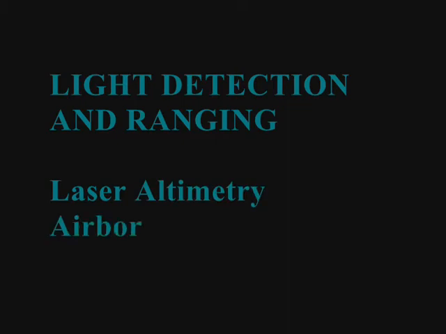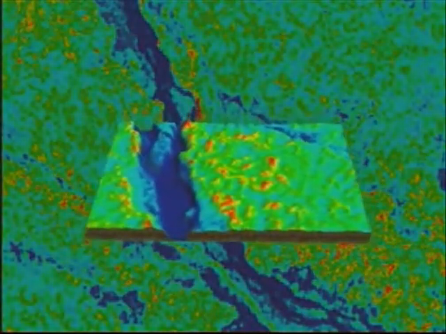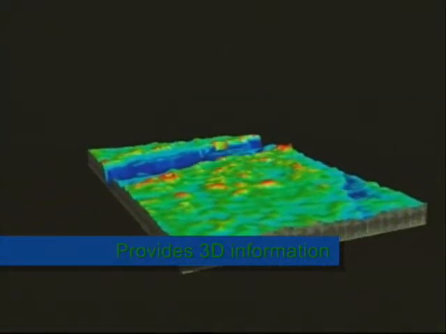LIDAR is an acronym standing for Light Detection and Ranging. Depending on the application and region, it may also be called laser altimetry or airborne laser scanning. It is important to realize that LIDAR is a system. It is a series of components working together to provide three-dimensional information, usually over a large area.